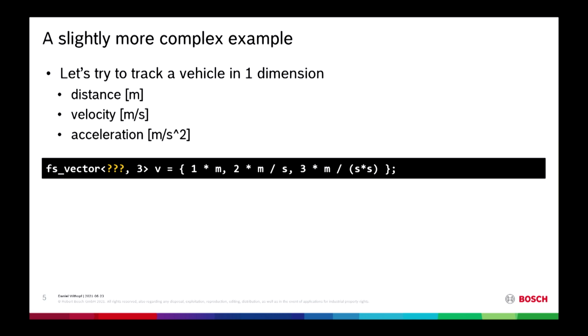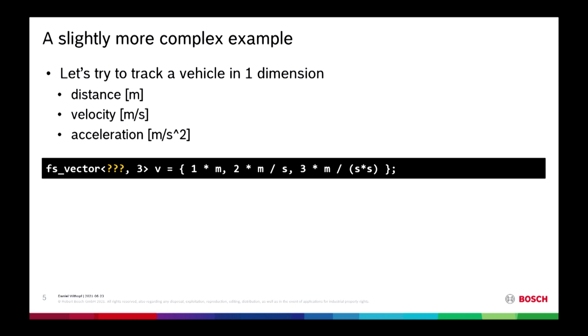But now, let's move on to a slightly more complex example. So in my application, for example, we want to track a vehicle, another vehicle that's driving close to us. And for this simple example, we'll just do it in 1 dimension. So let's assume we want to track the vehicle that has a distance in meters, velocity in meters per second, and an acceleration in meters per second square. Then we can simply create such an fs vector here on the right-hand side. We are assigning 1 meter, 2 meters per second, and 3 meters per second square to the individual entries in that vector. Now, what should be the value type here?